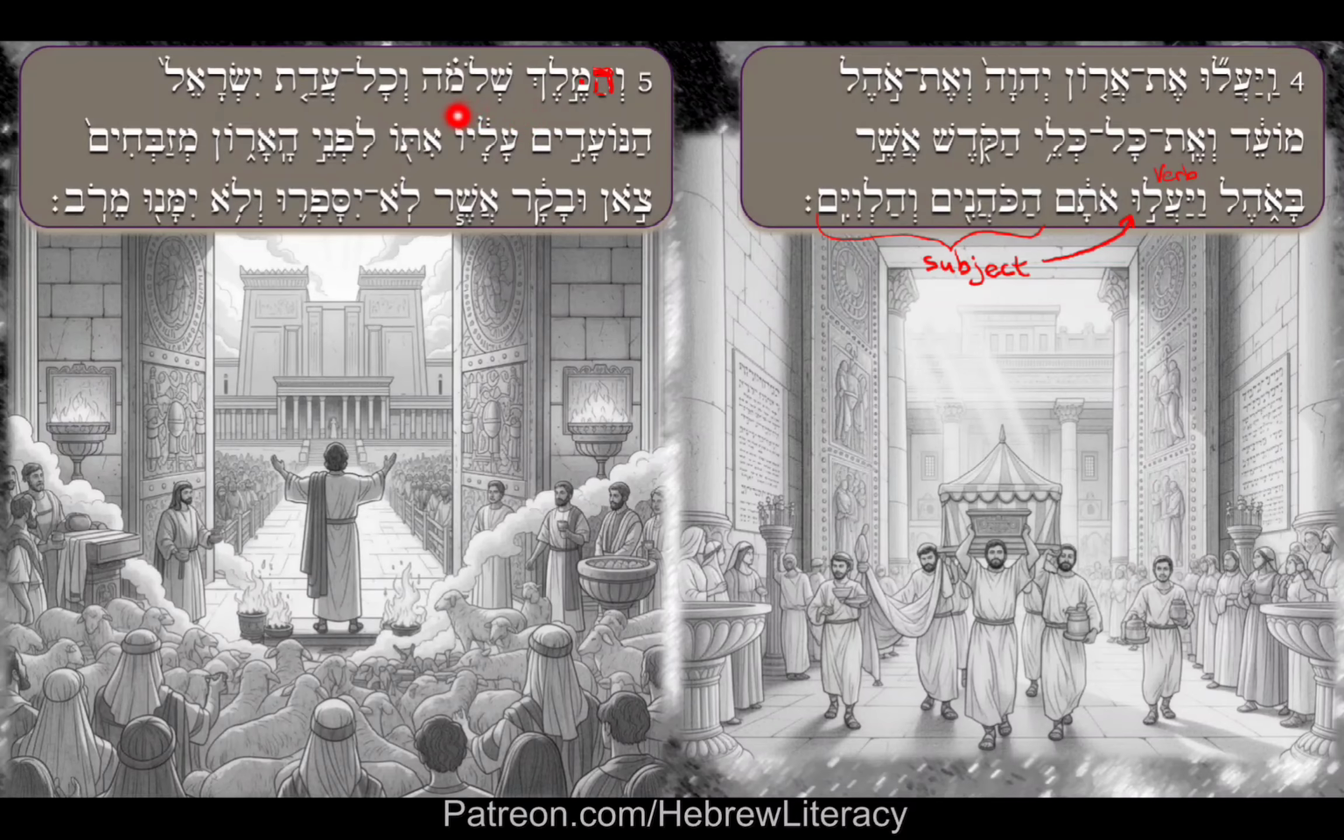Alav, with it, ito, or near it, with him, by it, with him, probably better. Lifnei ha'aron, before the ark. Mezabechim, sacrificing. This is a participle form. Sacrificing.